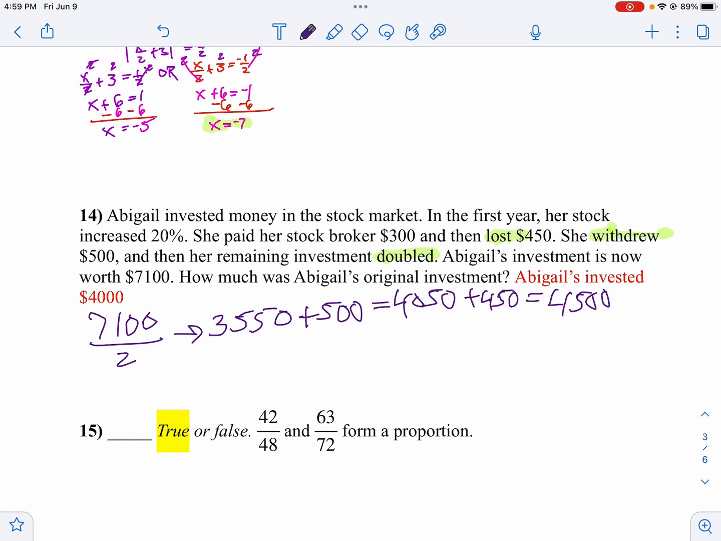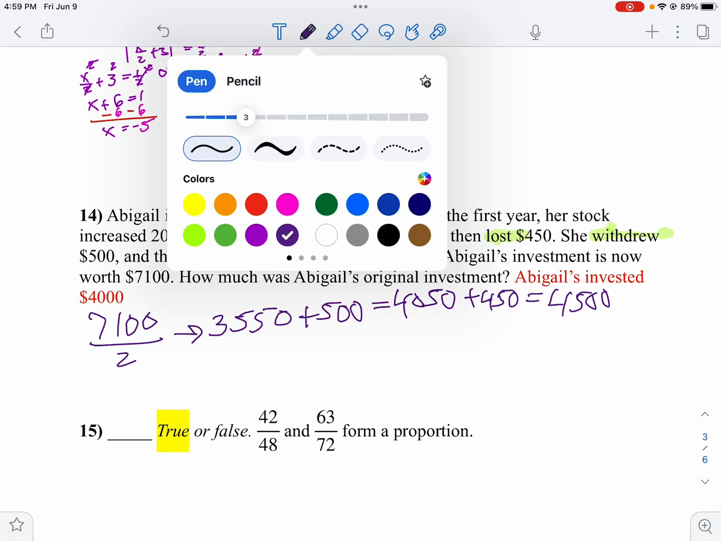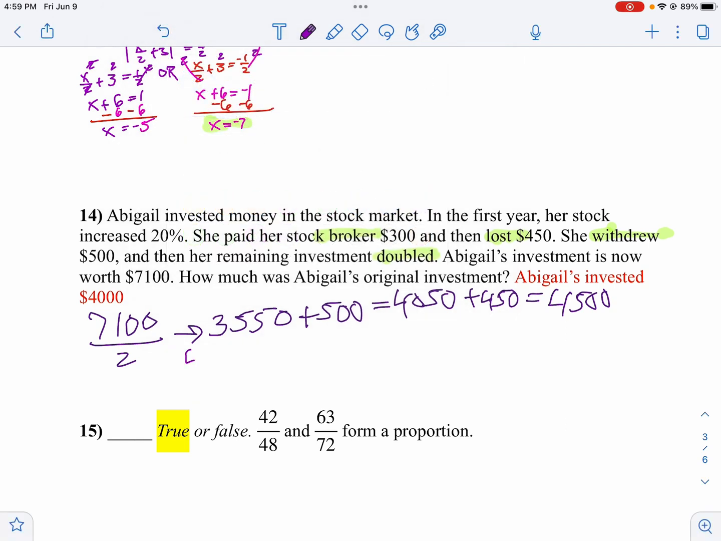And then she had paid her stockbroker $300. So I better go back and run out of room here, so I'm going to put this in the next line. So she had 4,500 after she paid her stockbroker. So before she paid her stockbroker, better add that $300 in there, huh? So she had $4,800 before she paid her stockbroker.